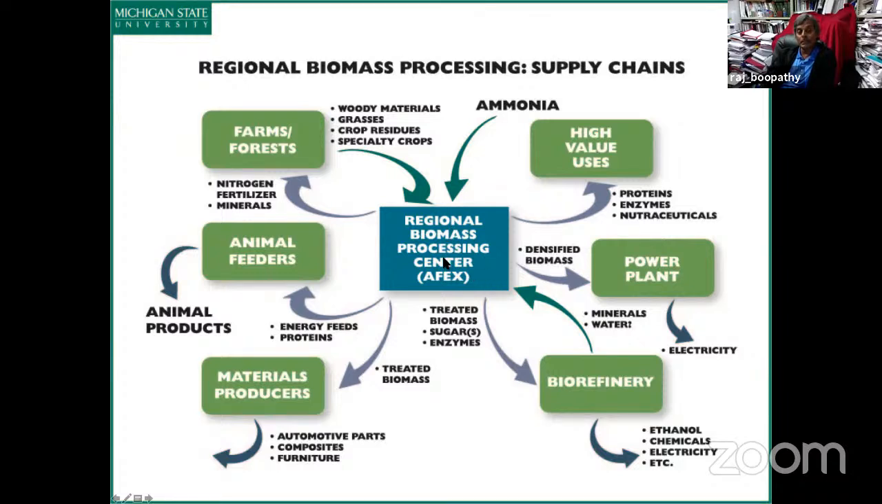A biomass processing center. And then we can collect whatever raw materials are produced in this particular area and process them in different ways. You can produce high value products like protein, enzyme, power plant, biorefinery, make ethanol, and treated biomass goes back to agriculture use. So this is what they're predicting as the way of the future: make a lot of small cooperative biomass processing centers in the rural economy. And this is supposed to help the rural economy in the US as well as in other countries.